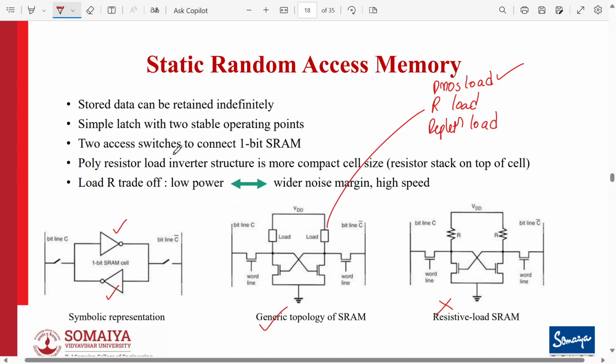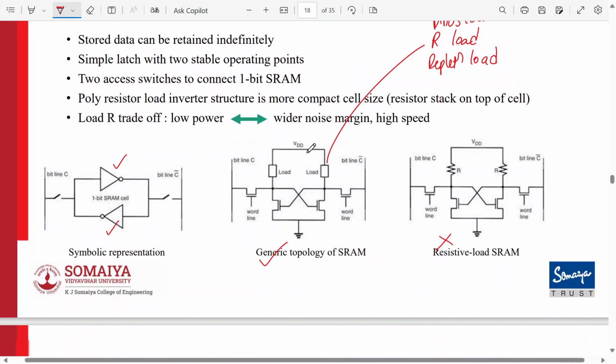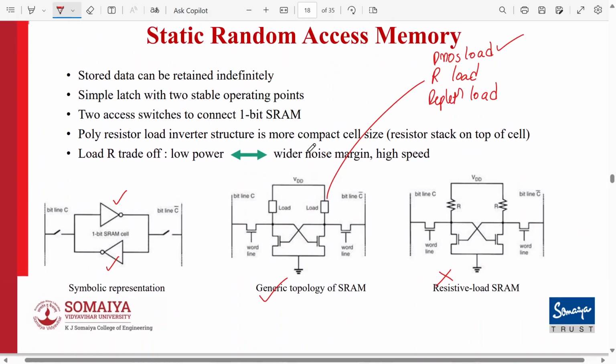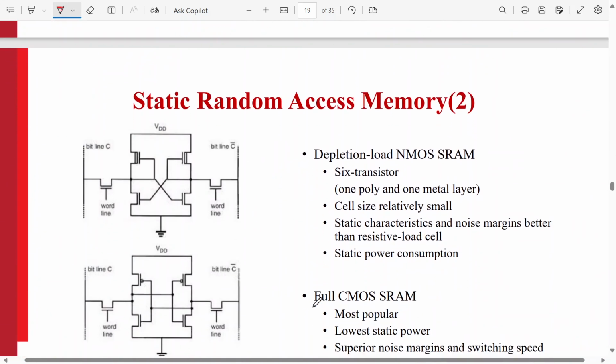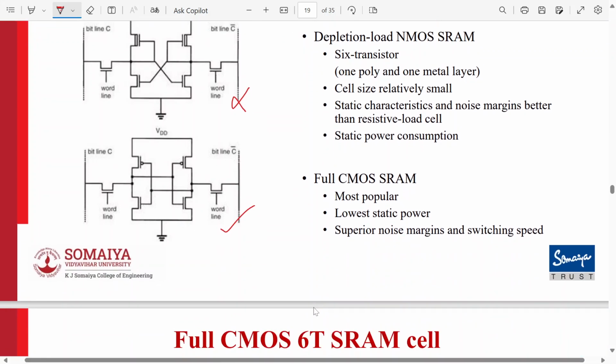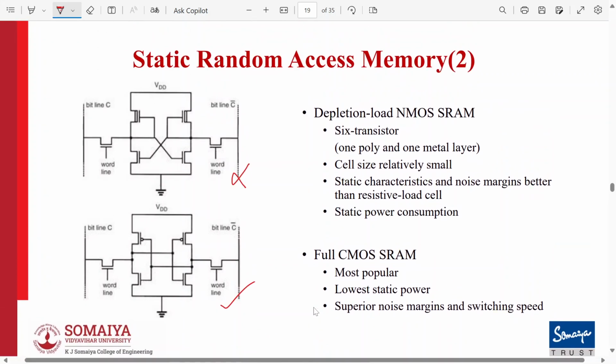So there are two access switches here and here to connect the 1-bit SRAM. All right, so there are advantages and disadvantages. You can go through it, but not required. Depletion load also we don't have that. We have only the full CMOS SRAM cell, that is the 6T SRAM cell. This is also called a 6 transistor SRAM cell.